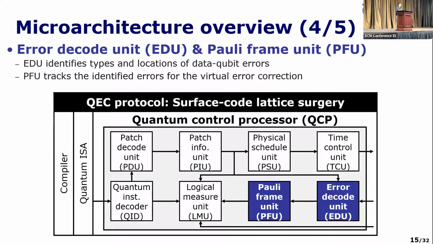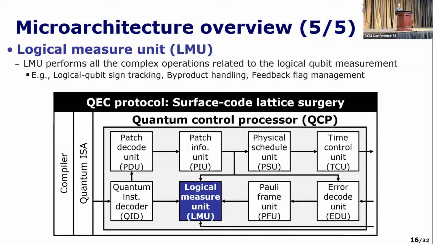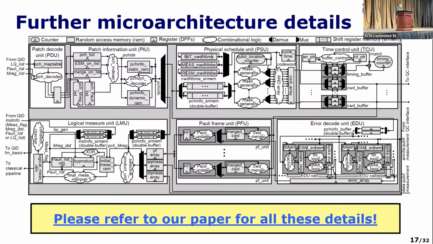After the ESM is applied, error decode unit identifies the data qubit errors. Next, Pauli frame unit tracks the identified error for the virtual error correction. Finally, logical qubit measure unit performs all the complex operations related to the logical qubit measurement. In fact, our microarchitecture is really complex as shown in the figure. Specifically, we implement every microarchitecture unit in detail to support all the necessary logical operations, including the lattice surgery. Please refer to our paper for all these details.